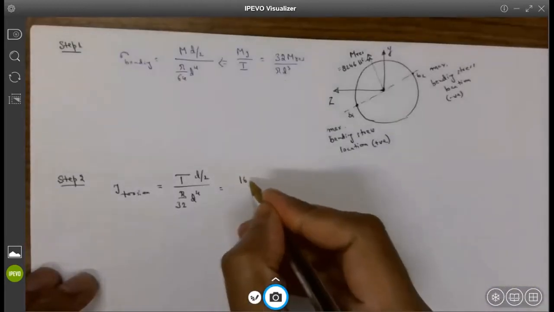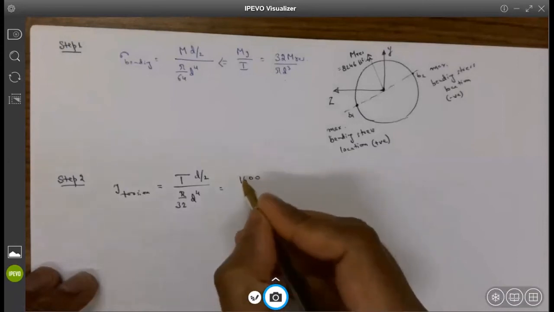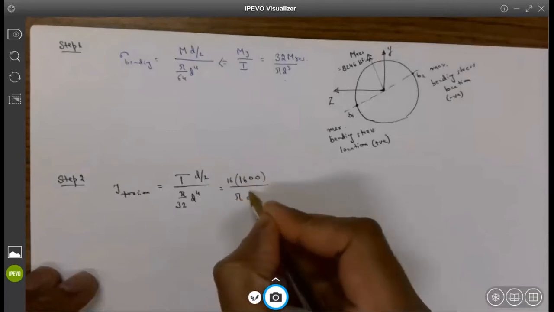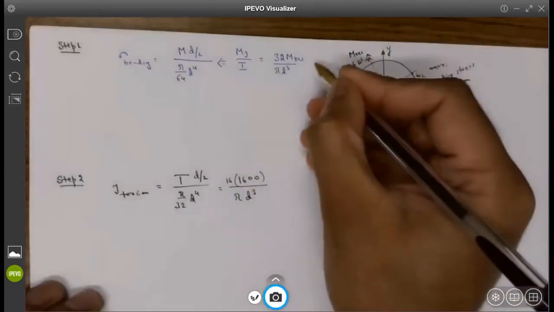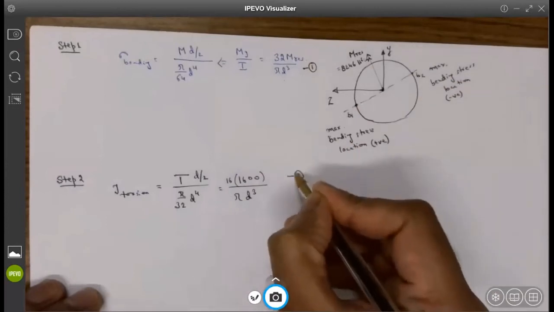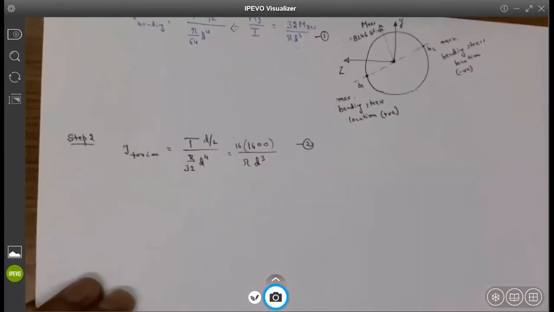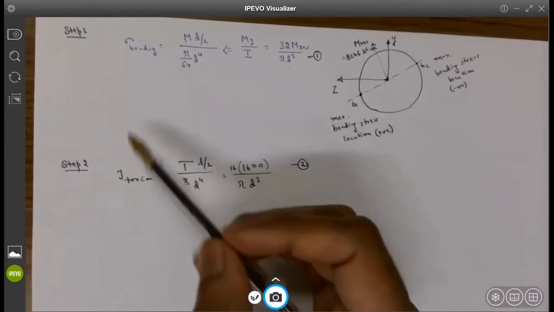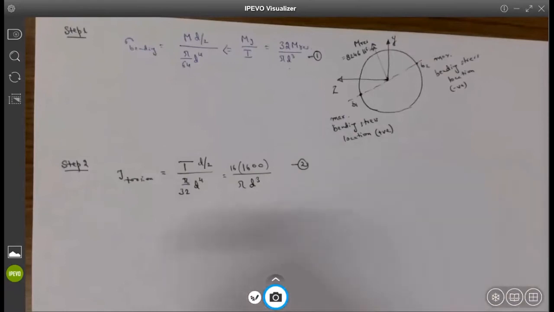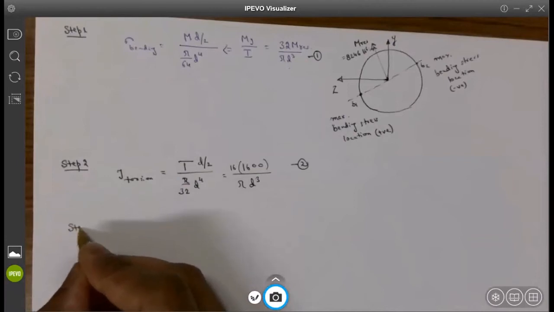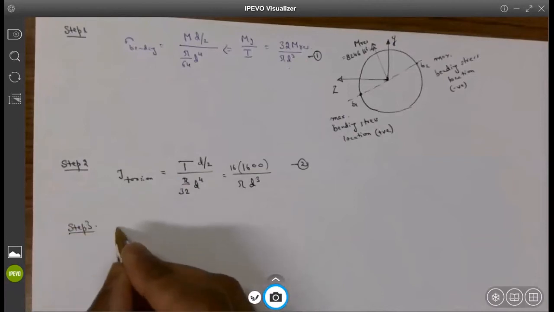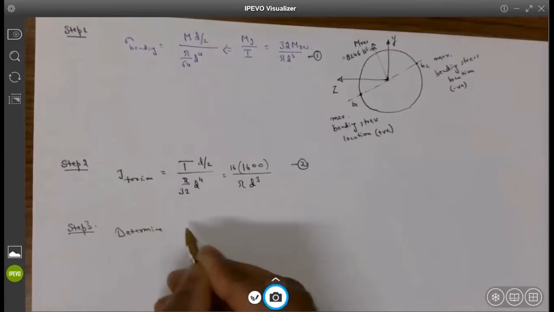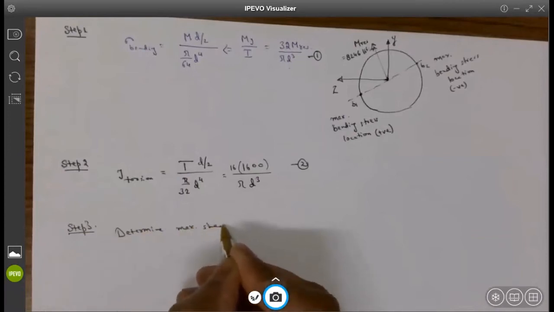So if I apply that, 16 times 1600 divided by pi d cubed. Again, I don't know what the diameter is. So this is equation number 1 and equation number 2. And if you know what your sigma in bending and torsion is, and you have to find the maximum shear stress, step number 3 is maximum shear stress.